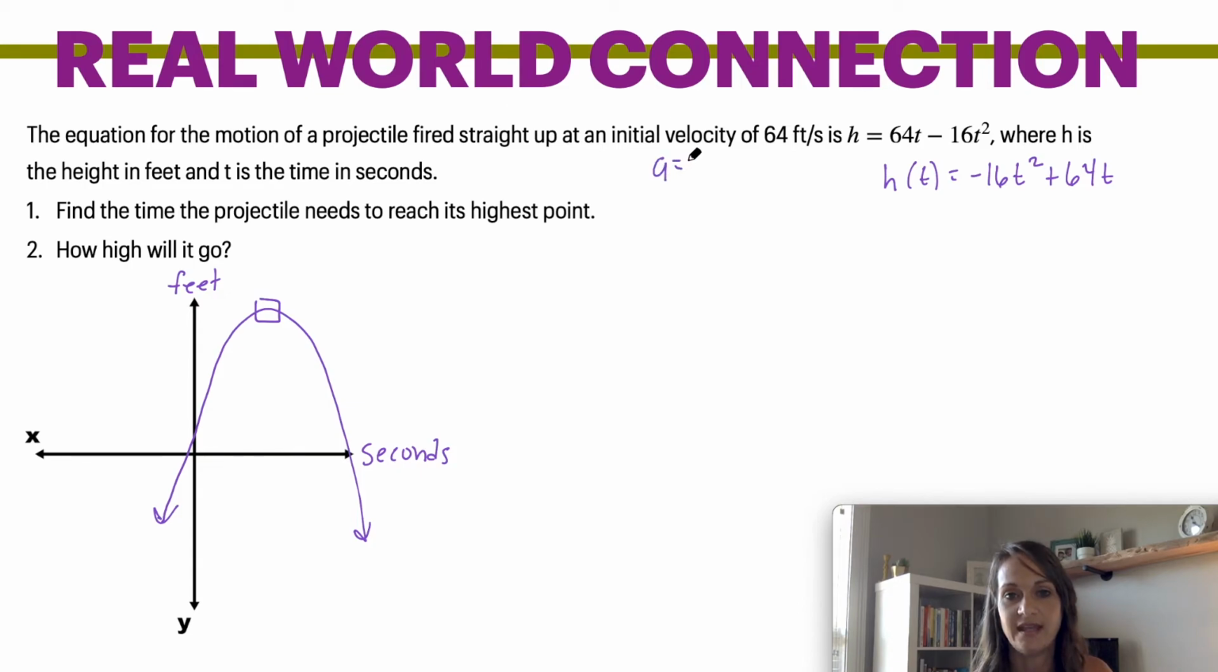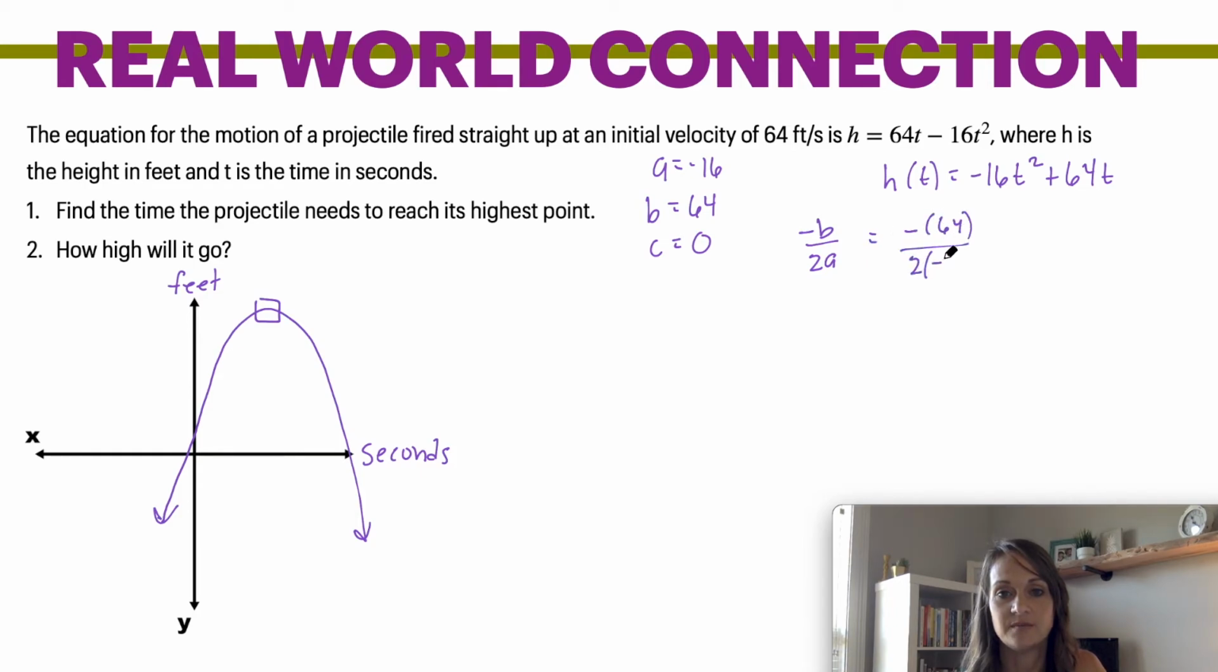We know that a is -16, we know that b is 64, and c is 0. So to find the vertex, we're going to use -b over 2a. So we'll get -64 over 2 times -16, which will give us -64 divided by -32, which is a +2. In order to find the y-coordinate of the vertex, we now know the vertex is at 2 and we don't know the y value.